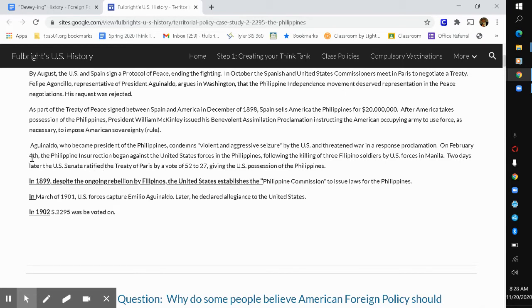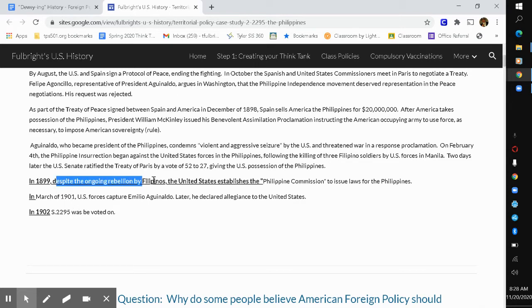And on February 4th, the Philippine Insurrection began against the United States forces in the Philippines, following the killing of 3 Filipino soldiers by U.S. forces in Manila. So the Filipinos not only were upset about the United States taking over, we now have a revolution of Filipinos fighting the U.S. soldiers who are stationed in the Philippines.